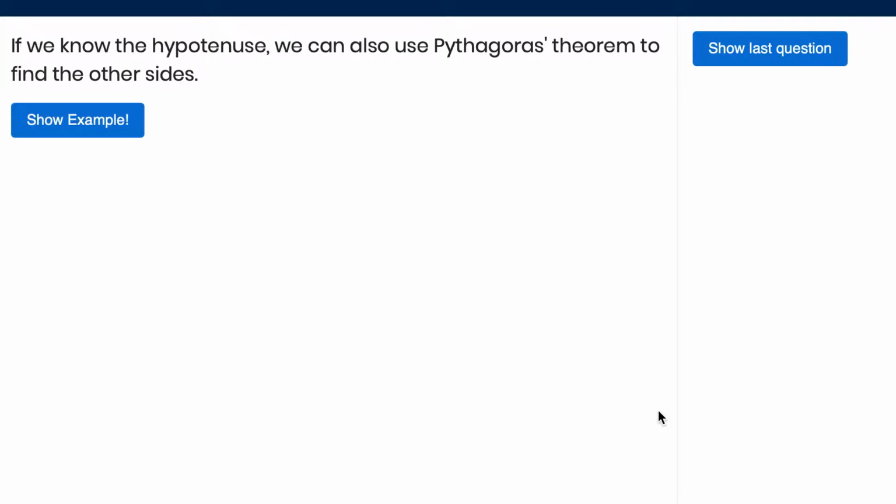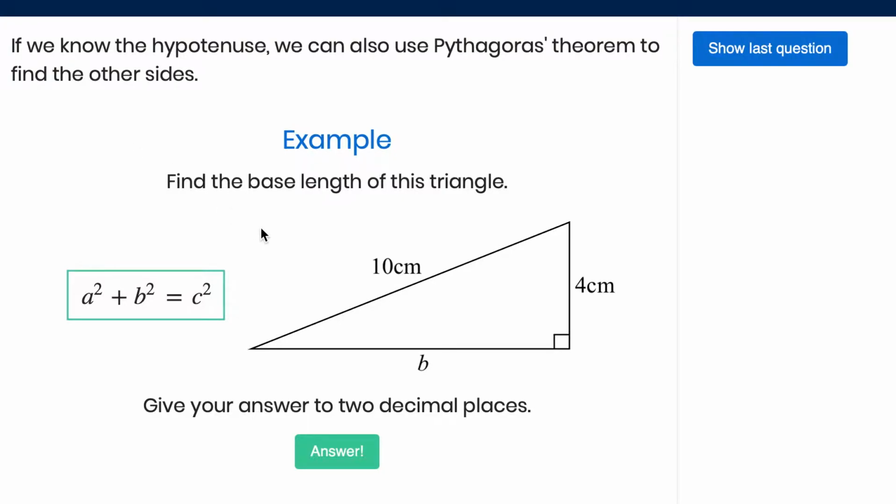So let's see an example about how to find the shorter sides. So find the base length of this triangle. It has a hypotenuse of 10 centimeters and a vertical height of 4 centimeters. Give your answer to two decimal places.